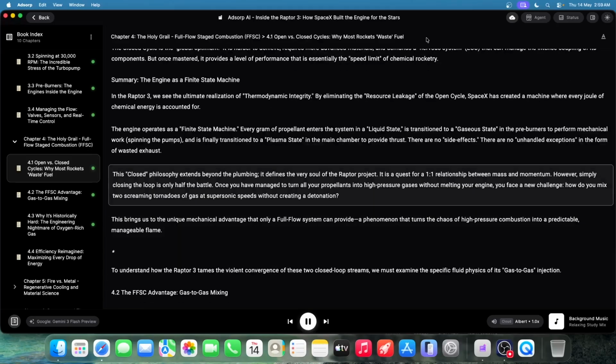And this closed philosophy extends beyond the plumbing. It defines the very soul of the Raptor project. It is a quest for a one-to-one relationship between mass and momentum.